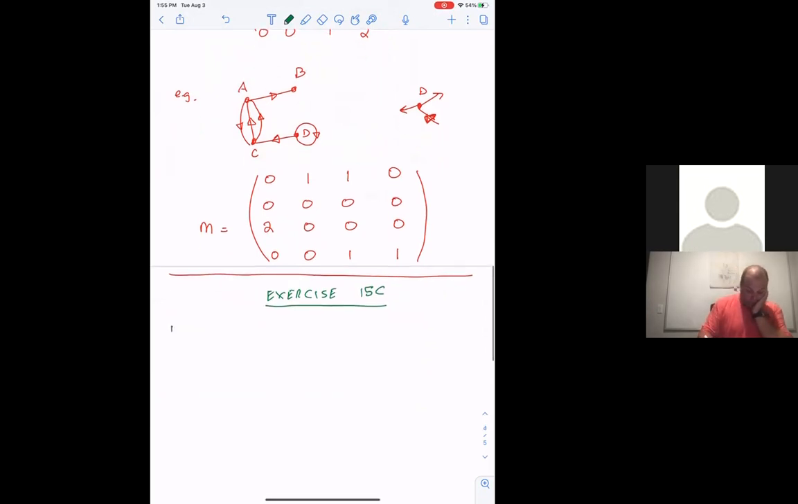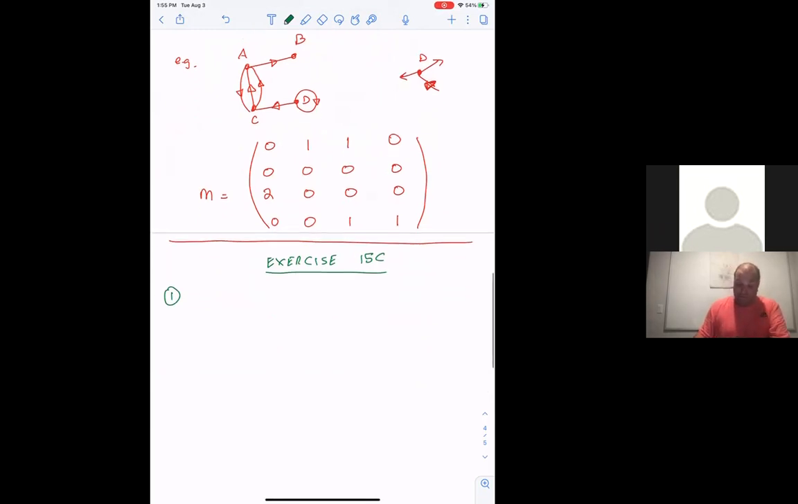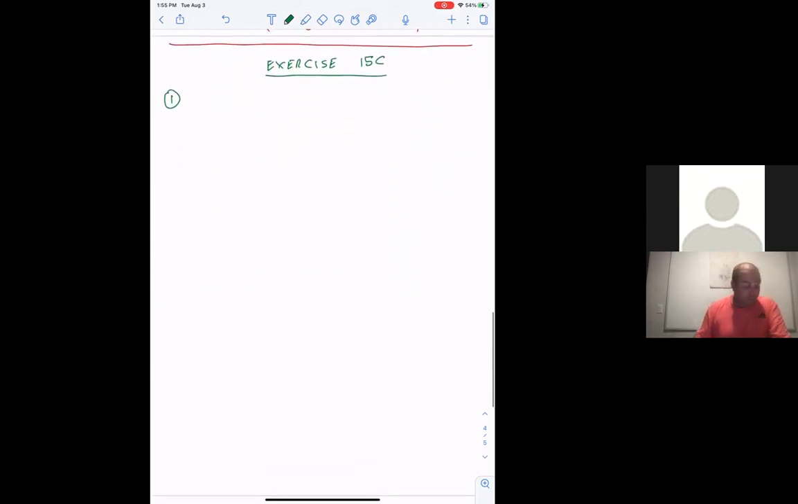Okay, question number 1. As always, your job, hopefully, is to pause and do each of these yourself and not just copy my answer. So find the adjacency matrices for the following graphs. Okay, so here's the graph for part A. It looks something like this. So go ahead and pause it and find the adjacency matrix.